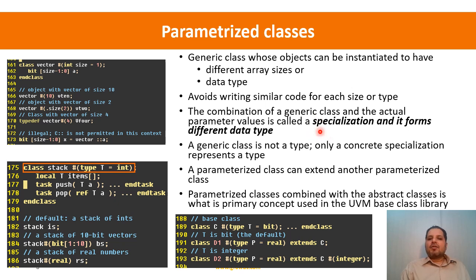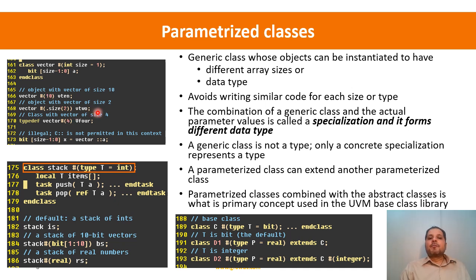Whenever we pass the actual parameter values, then only it becomes a real data type, and whenever we pass a specific value, it becomes a new data type. So now if I create a vector of 10 and a vector of 2, although we are creating it from the same generic class, because the specialization is different, those two are not the same data types. Those are two different data types. This is one important point that you need to keep in mind. Even though we are using the same generic class, because of the different parameter values, different data types themselves get created.